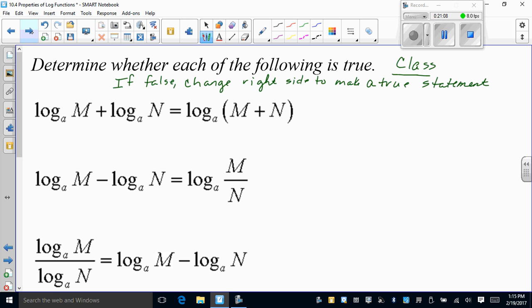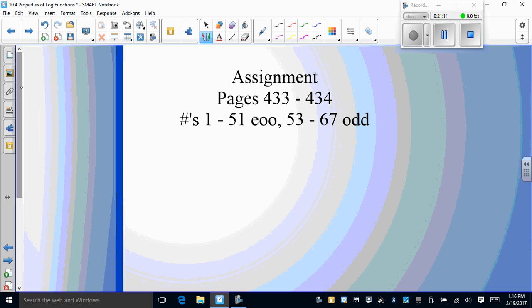Okay, and that leaves the rest of the assignment. Pages 433 to 434, 1 through 51, every other odd, which I think I've already assigned. Well, actually, I assigned part of this, and then 53 through 67 odd. Okay, good luck.